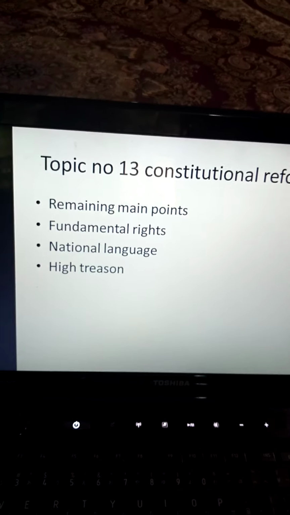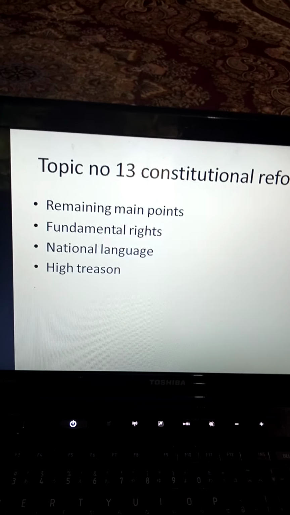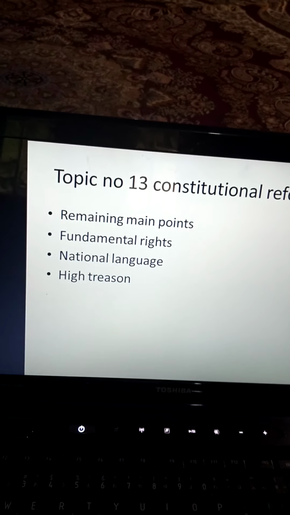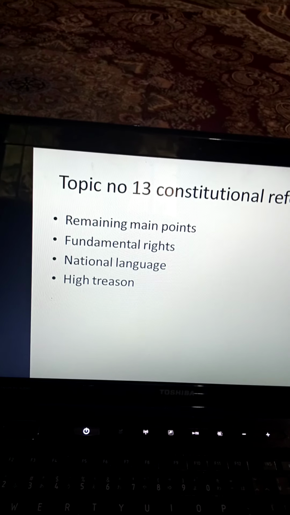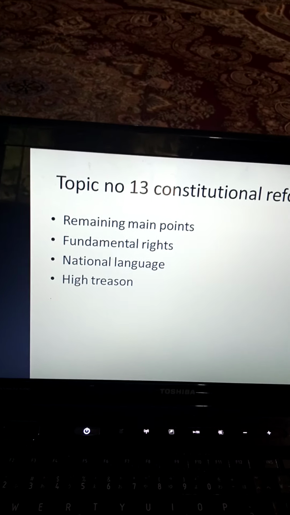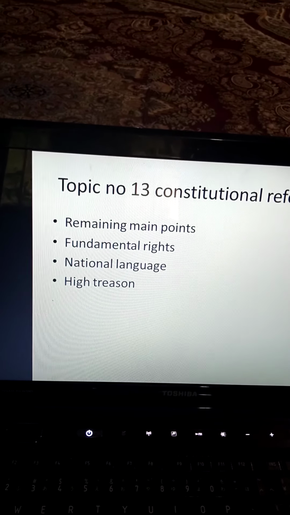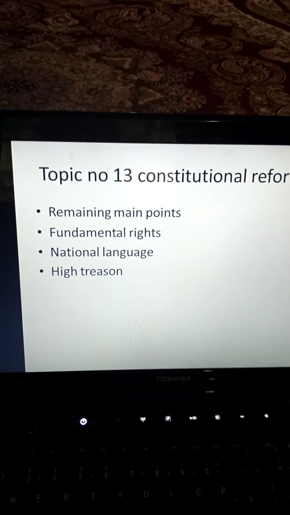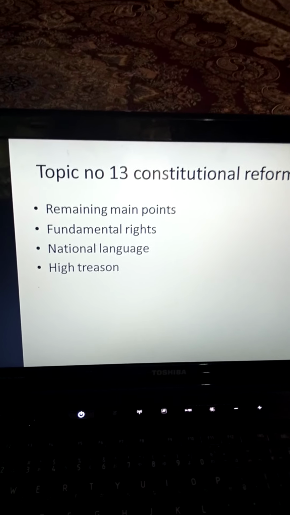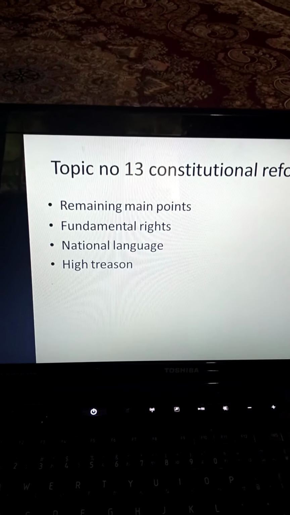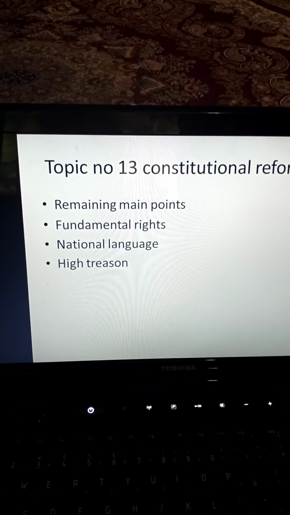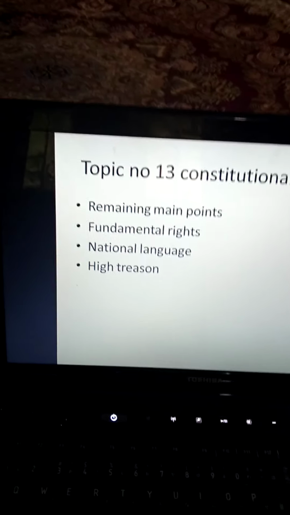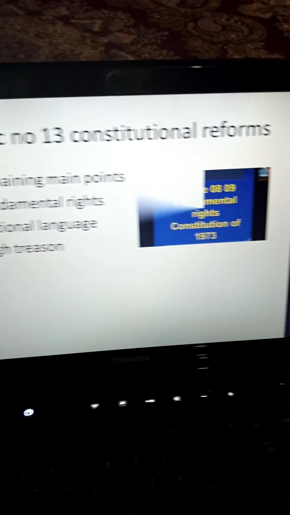The next point is high treason. The constitution articulates that whoever revokes or disobeys the constitution by unconstitutional means, or attempts to do so, shall be guilty of high treason. That is, anyone who disobeys the constitution by unconstitutional ways will be held guilty and will be punished for high treason. It was decided in the constitution of 1973.